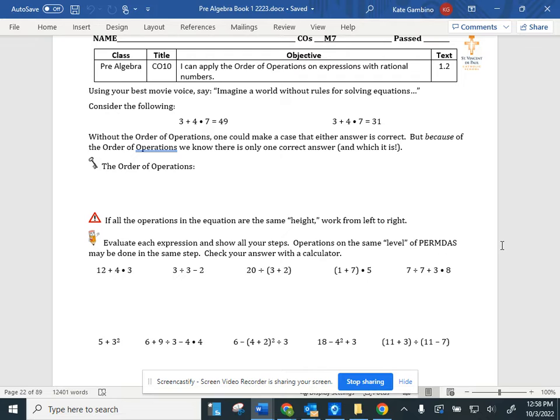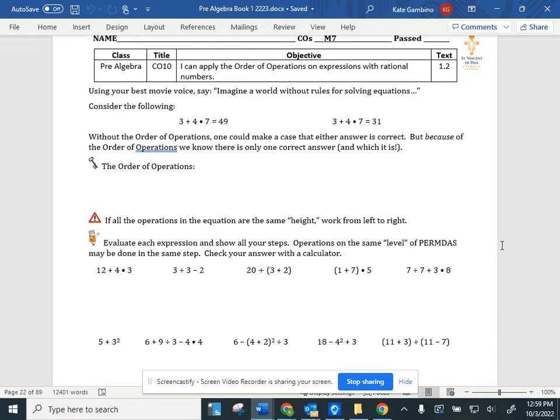So there is a correct answer and an incorrect answer here. Who thinks they know which one is the correct one? Tegan. I might be wrong, I think the 49 is right. Okay, so why do you think the 49 is correct? I just briefly popped in 3 plus 4 is 7, times 7 is 49.